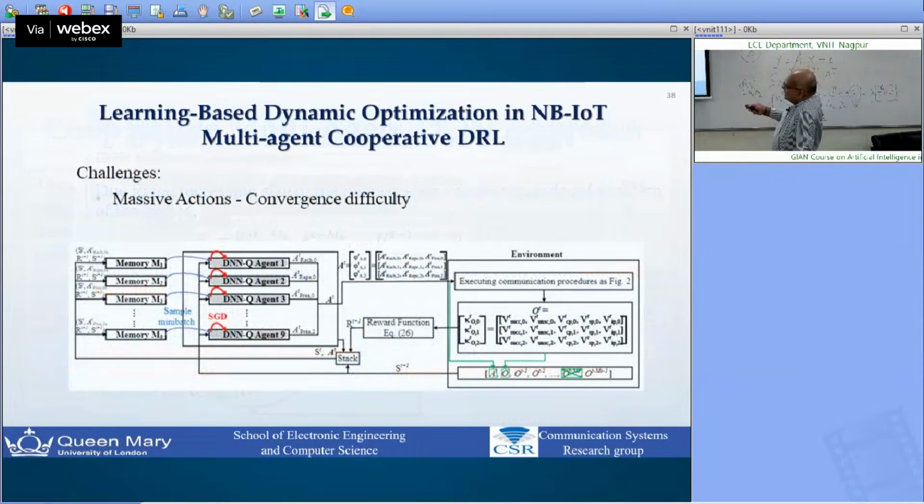Here we have 9 agents. The state is stored in this memory. They take the 9 actions, then they do the observation and reward feedback. Then, using the stochastic gradient descent method, the weights of the neural network will be updated. This process will continue for the following time slots, and the state will be updated in the memory.